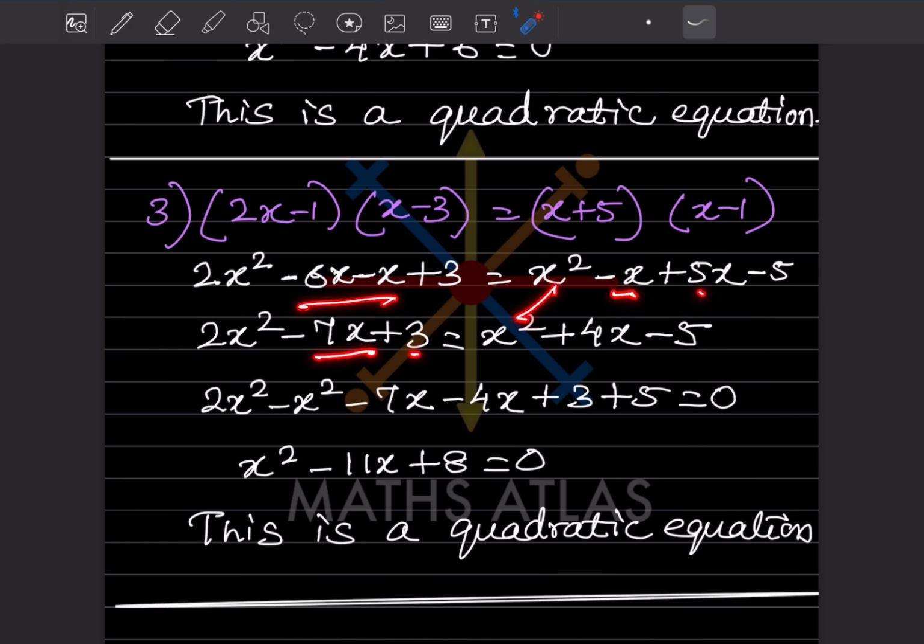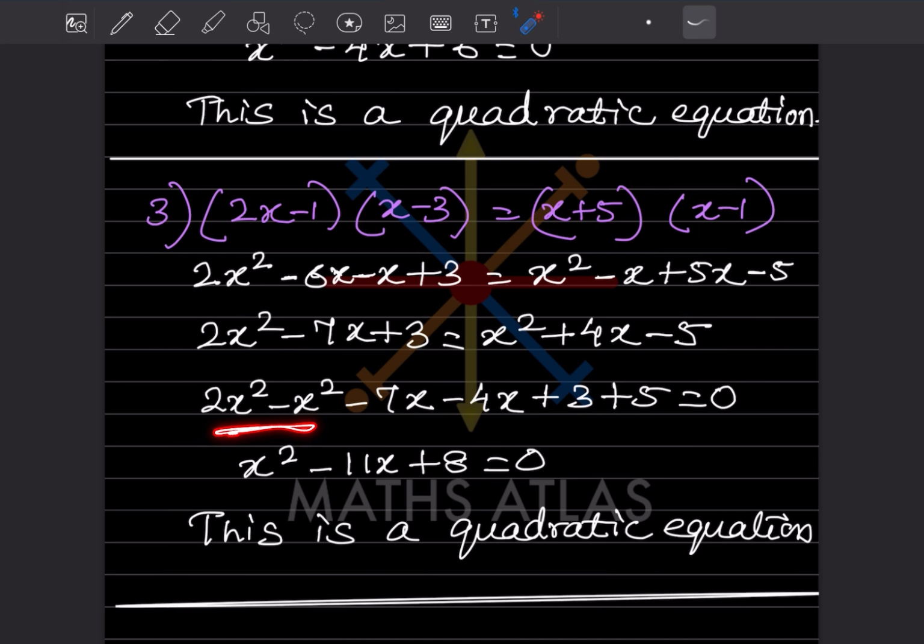This minus x plus 5 means that is going to be plus 4x minus 5. So 2x square as it is, this x square will bring it on this side, so that should be minus x square. This as it is, plus 4x will be here, that will be minus 4x, plus 3 as it is, and this minus 5 will be here, that is going to be plus 5 is equal to 0.